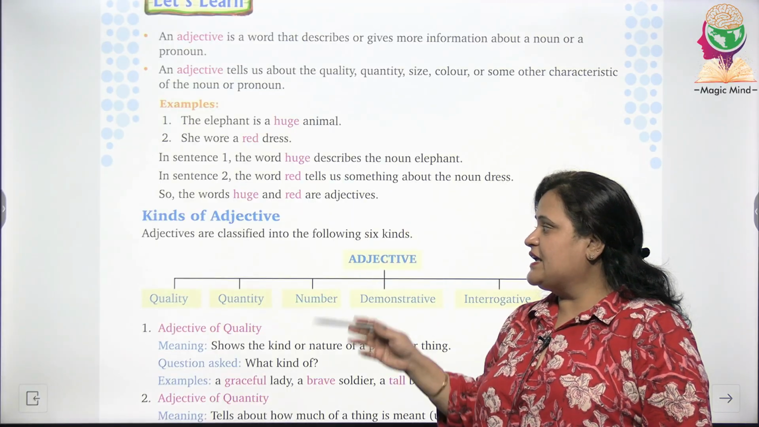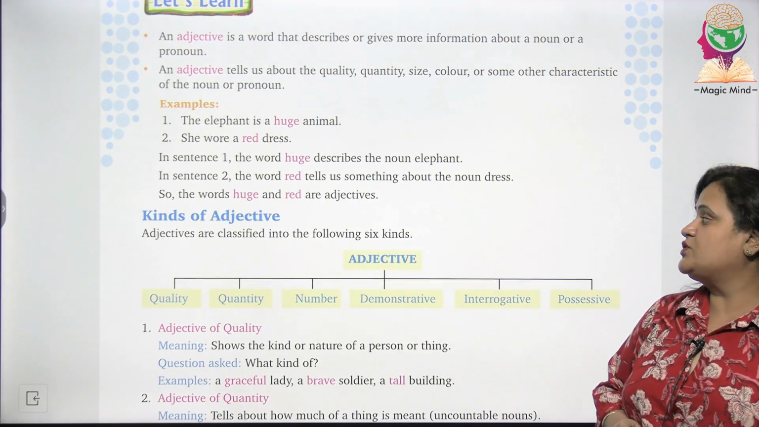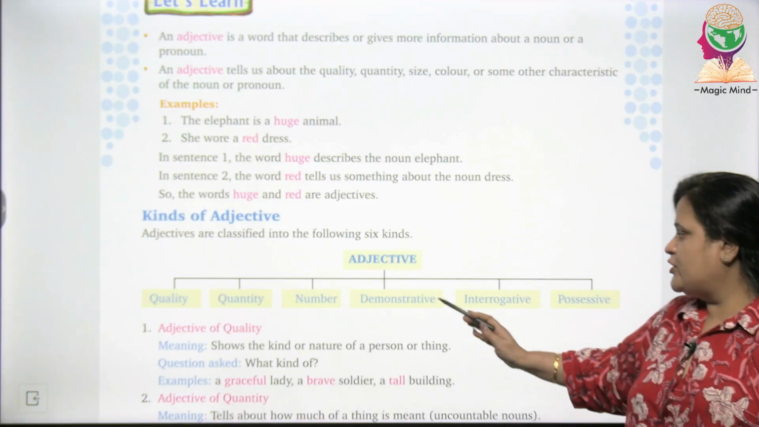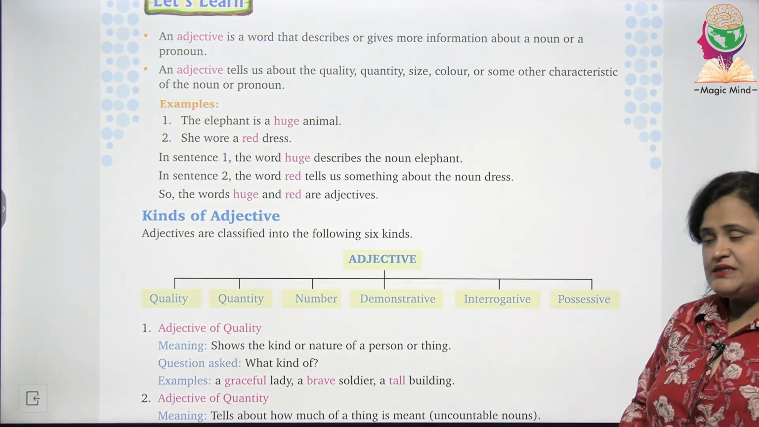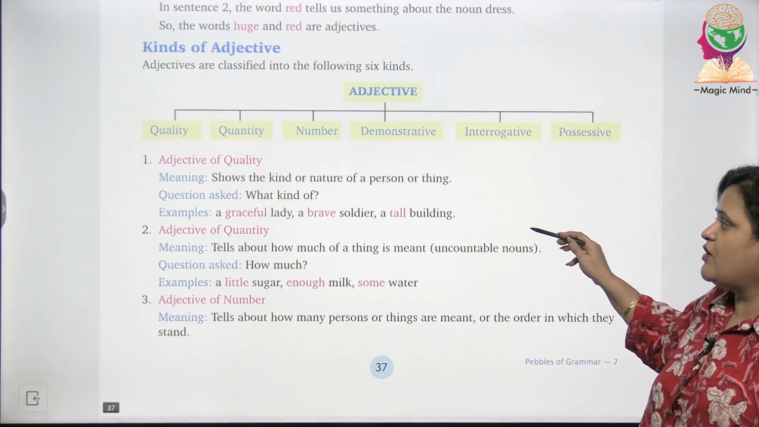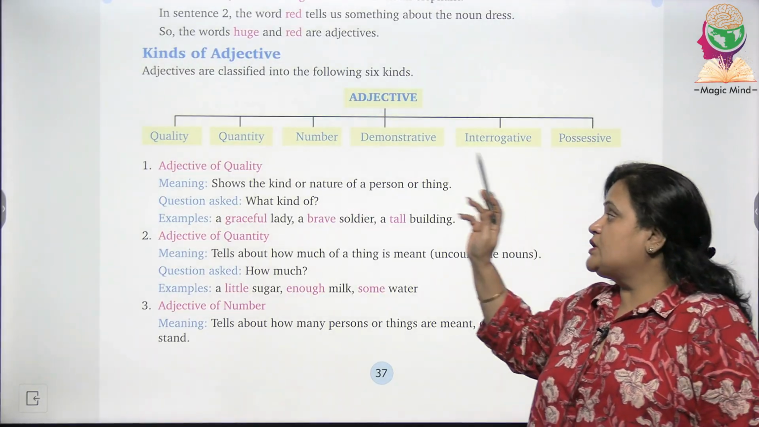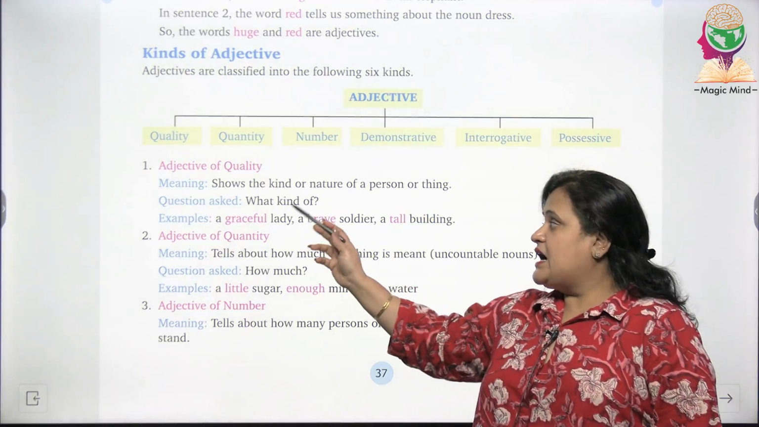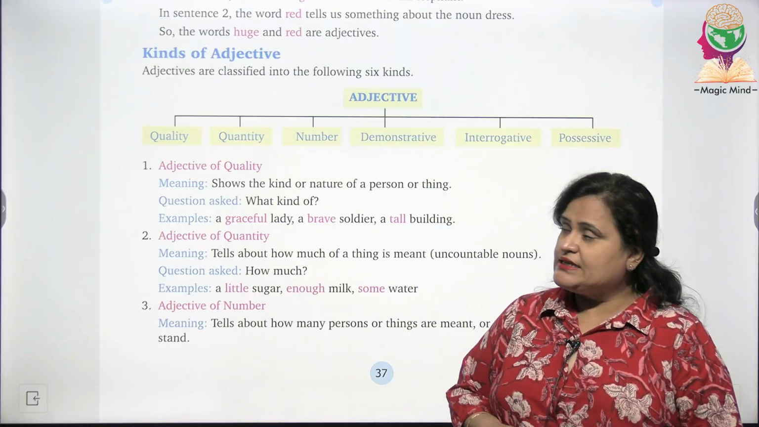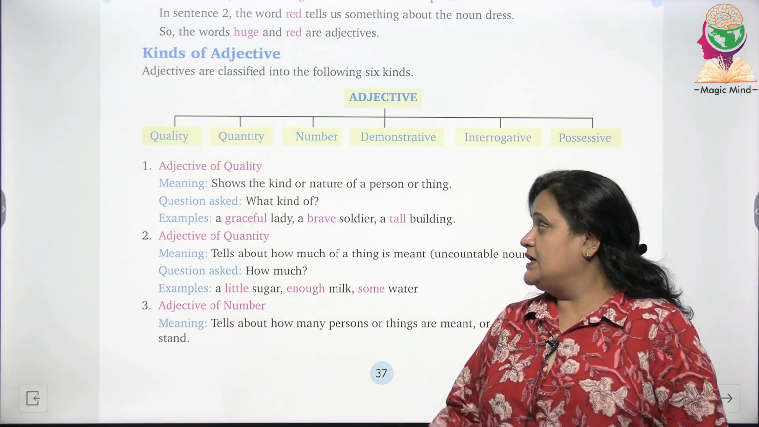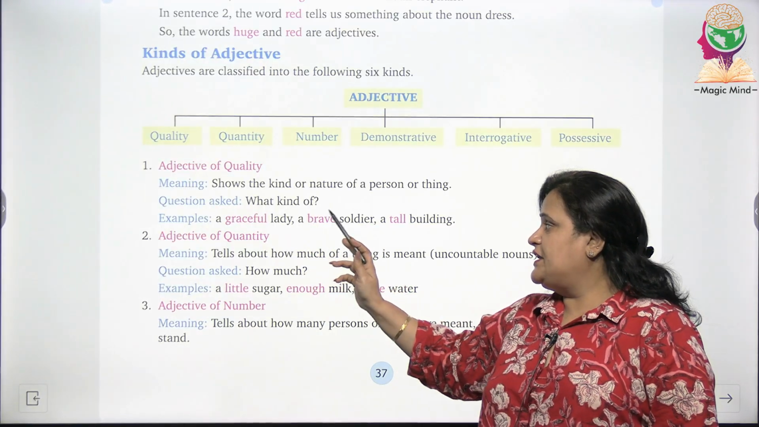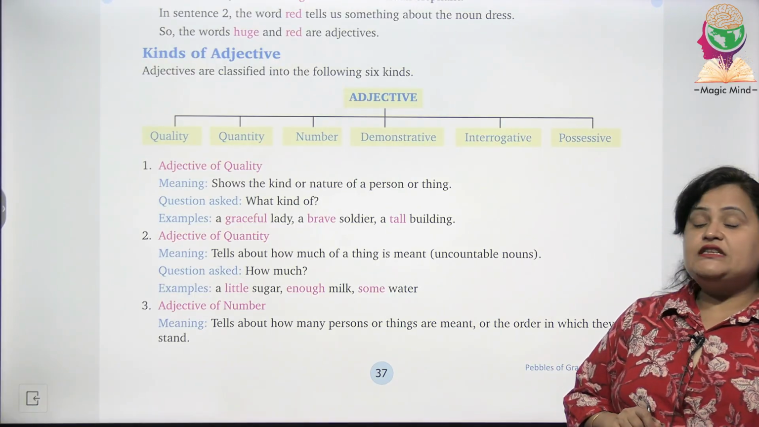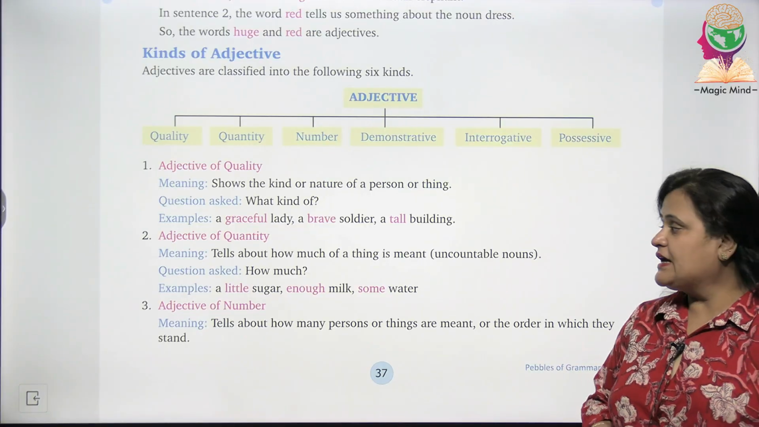Kinds of adjective देखेंगे. Adjectives are classified into the following 6 kinds: quality, quantity, number, demonstrative, interrogative and possessive. सबसे पहले आते हैं adjective of quality पर. It shows the kind or nature of a person or thing. Question asked, what kind of? इसका आंसर देता है हमें adjective of quality. Example: a graceful lady, a brave soldier, a tall building. So ये किसी चीज़ का kind और nature हमें बताता है.